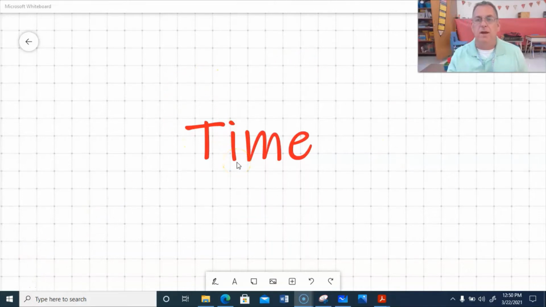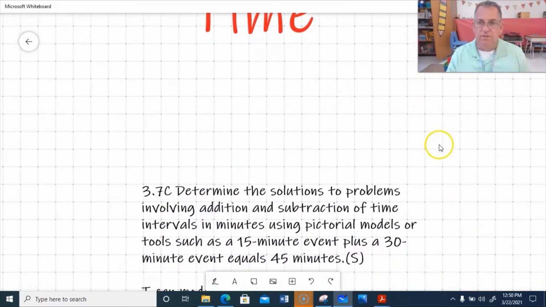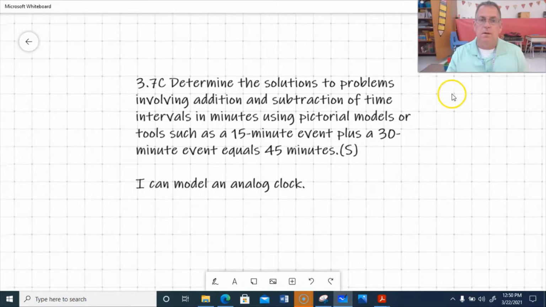We're going to be talking about time for the next couple days. Let's go ahead and look at the specific skill that we're going to work on. And it's 3.7C. That's determine the solution to problems involving addition and subtraction of time intervals in minutes using pictorial models or tools such as 15-minute events plus a 30-minute event equals 45 minutes.